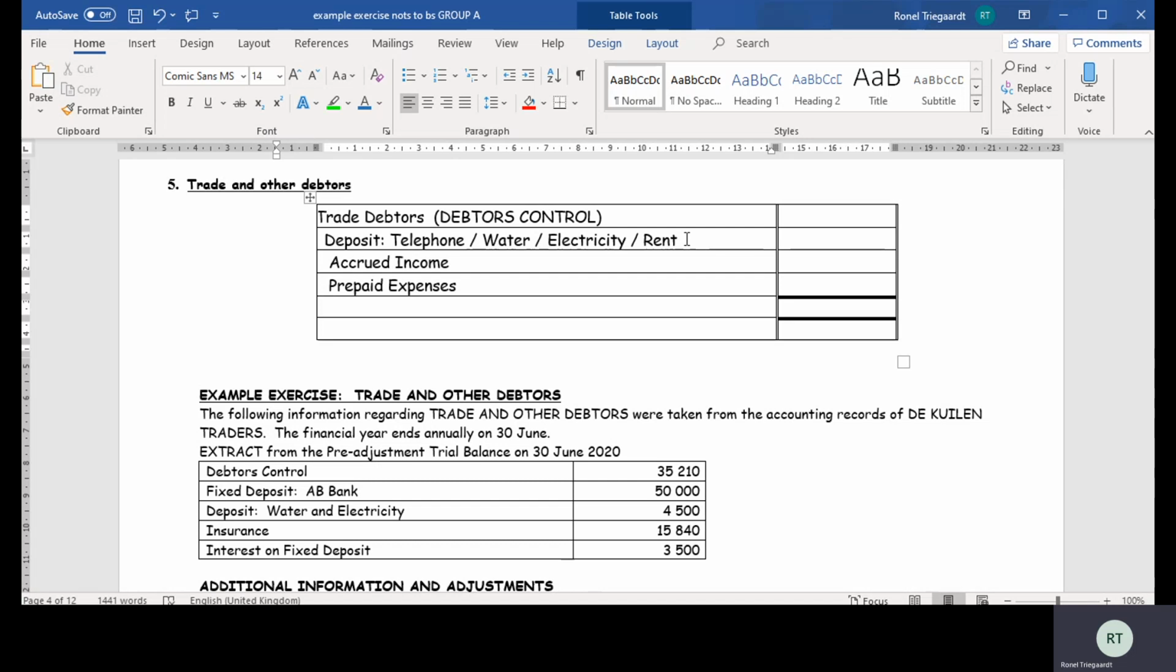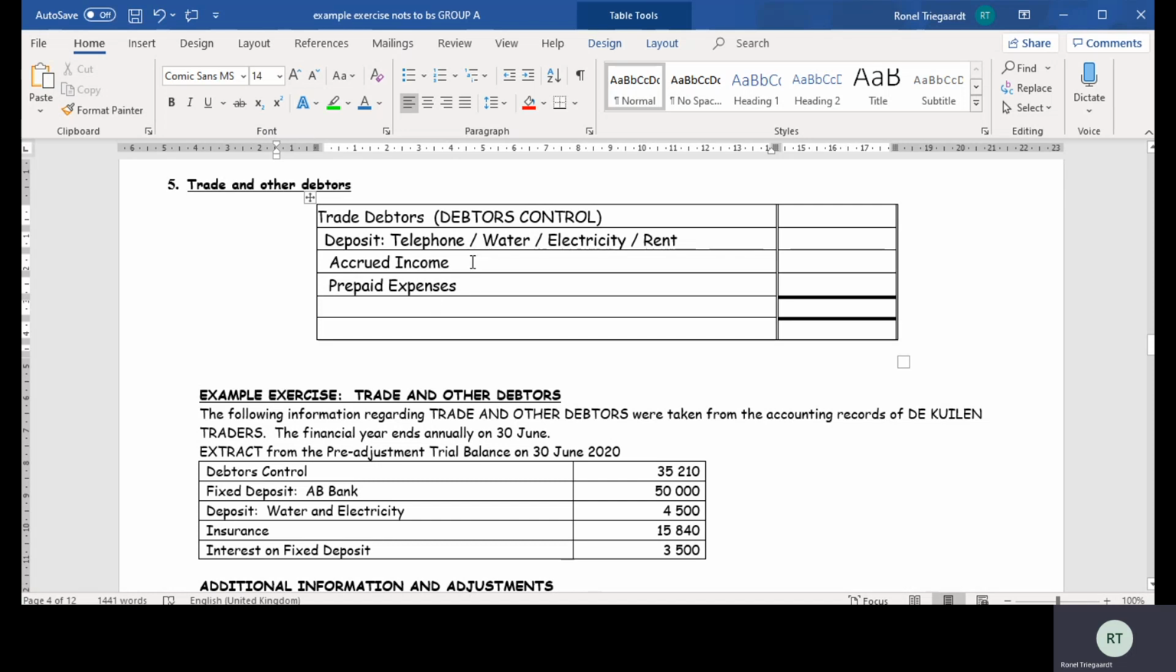At the moment, that money is just in the account of the municipality, in the account of your landlord. But as soon as you give up, you're not going to rent that premises anymore, you want your deposit back. If you are not going to use electricity or water anymore, the municipality must pay you your deposit back. So any deposit that we've paid, telephone, water, electricity, rent, that is money that whoever we paid that deposit to must give you back. Are you fine with that? So that's money they owe us. So a deposit that we paid forms part of the note for trade and other debtors.